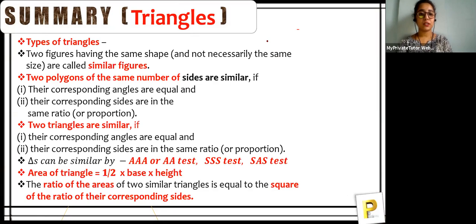Two triangles are considered to be similar if their angles are equal and the sides are in proportion. We can prove triangles similar by three tests, that is the AAA or AA test, the SSS test, or the SAS test. Area of a triangle is equal to half into base into height. The last theorem was that the ratio of areas of two similar triangles is equal to the square of the ratio of their corresponding sides.